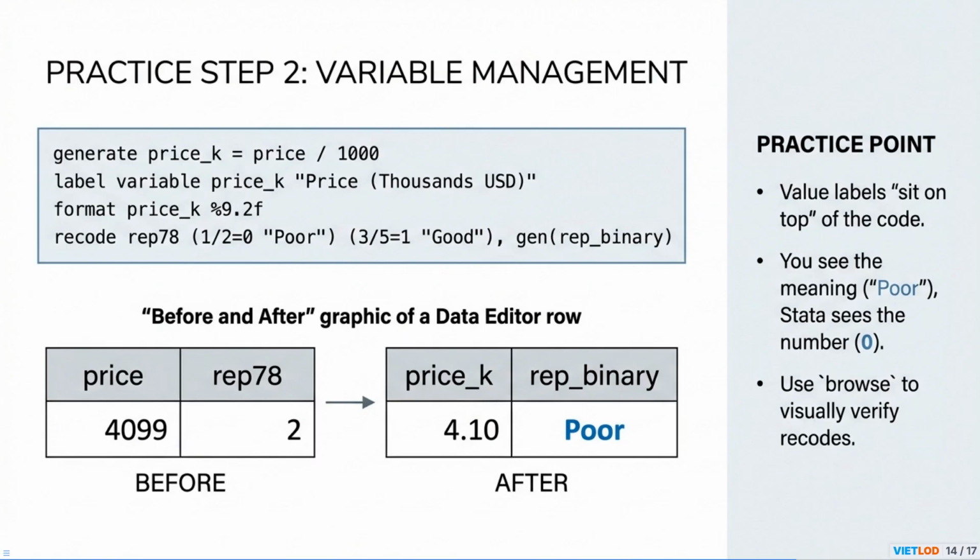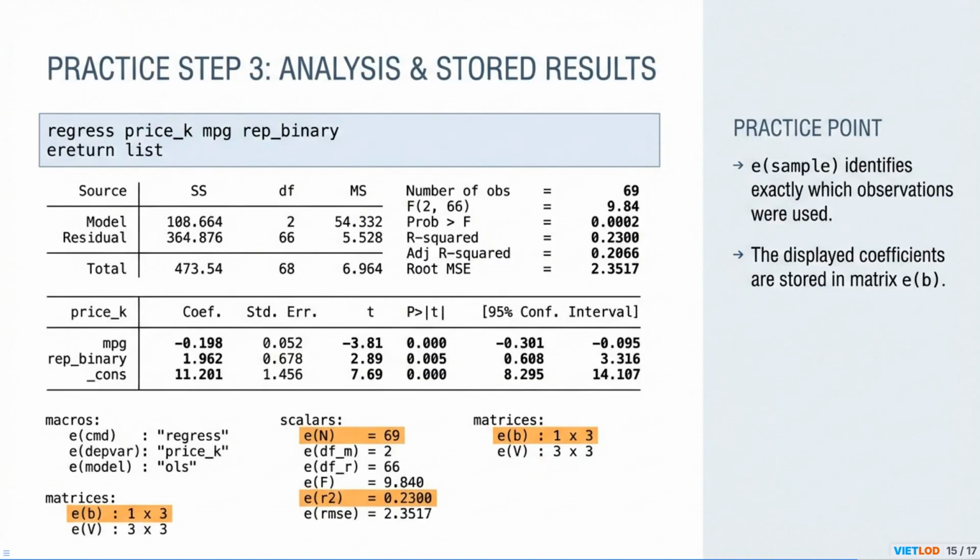Continuing our practice, here in Step 2, we focus on variable management. The code block demonstrates how to create a new variable, price_K, by dividing the original price by 1,000 to represent thousands of USD. We then add a descriptive label and format it to 2 decimal places. Crucially, we use the recode command to transform rep78 into a binary variable, rep_binary. Values 1 and 2 are recoded to 0, labeled poor, and values 3 through 5 are recoded to 1, labeled good. The before and after graphic vividly illustrates this transformation.